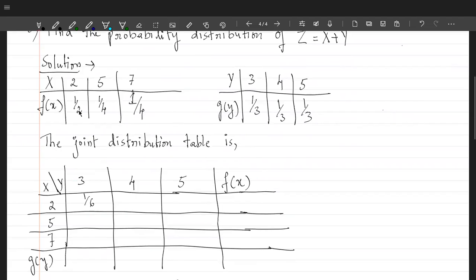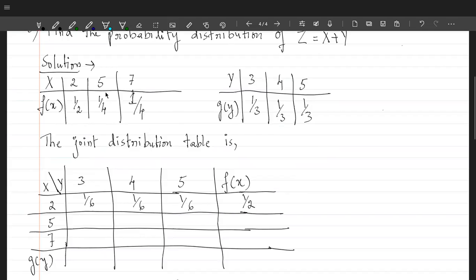1 by 2 into 1 by 3, that is 1 by 6. Next you have when x is 2 and when y is 4, you get 1 by 2 into 1 by 3, again it is 1 by 6. Then when x takes a value 2 and when y takes a value 5, you get 1 by 2 into 1 by 3. So you can see the value here is 1 by 6. So if you add up the values here, you get 1 by 6 plus 1 by 6 plus 1 by 6, that is 3 by 6. 3 by 6 is 1 by 2.